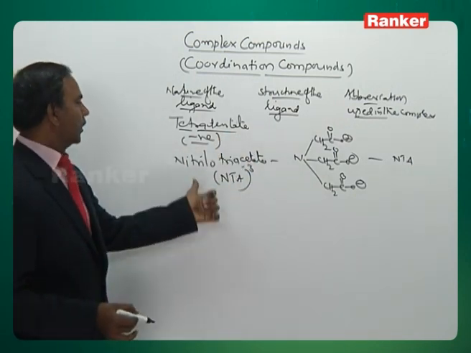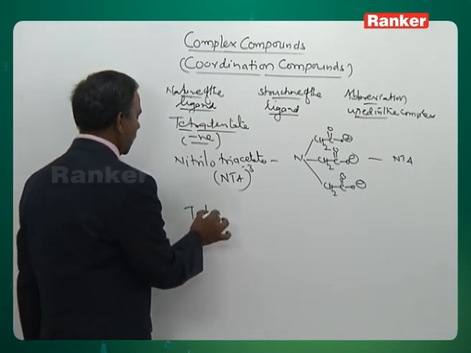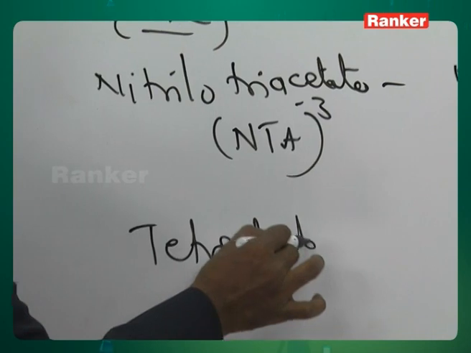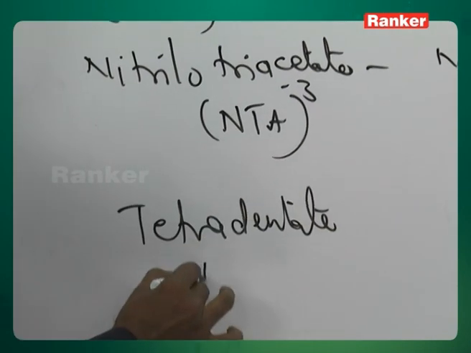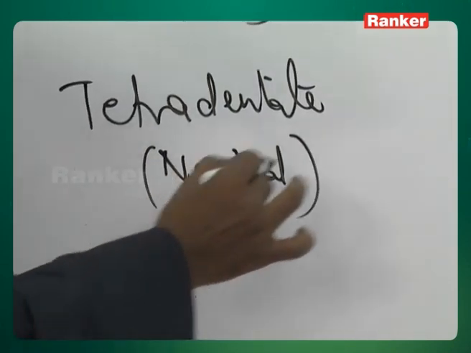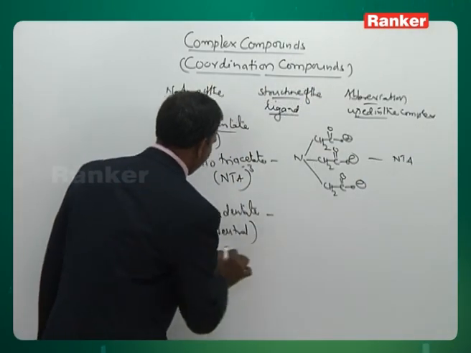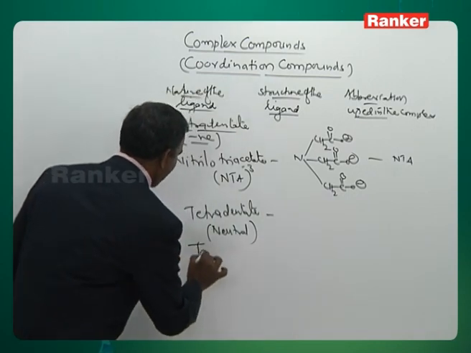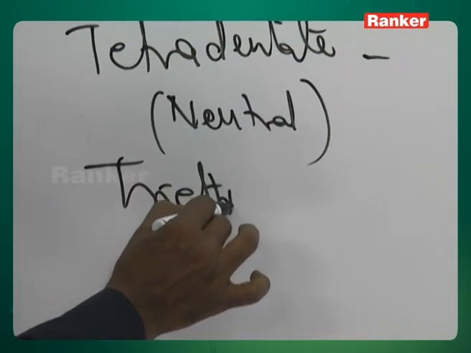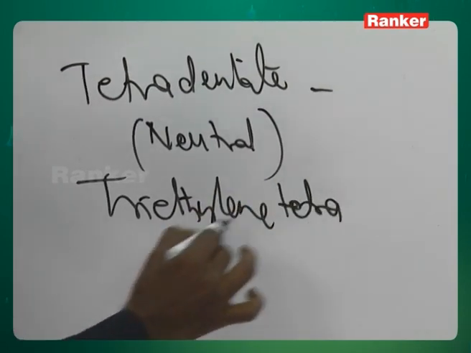Next, let us see the tetradentate neutral ligand. Tetradentate neutral: it is triethylene tetramine. Look at the board. Triethylene tetramine.